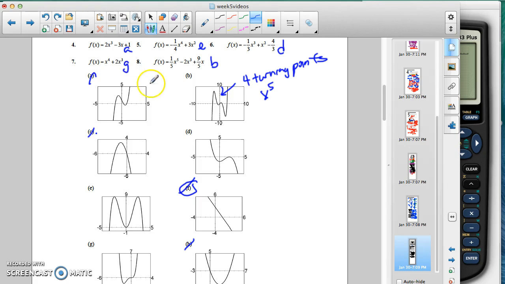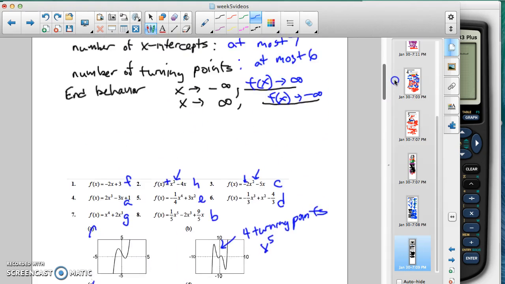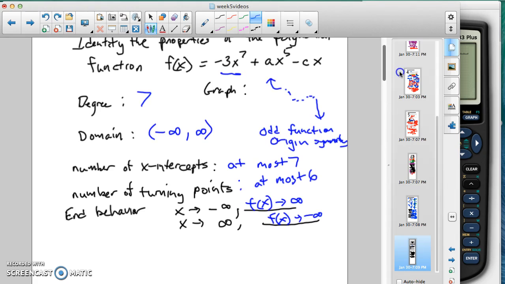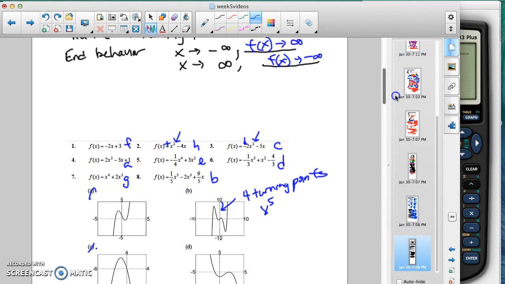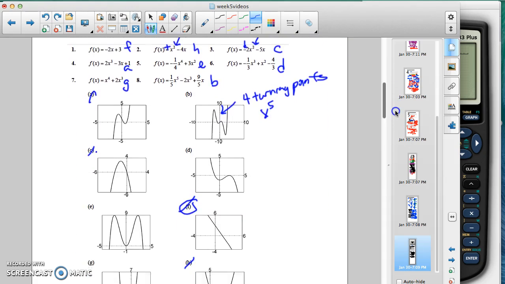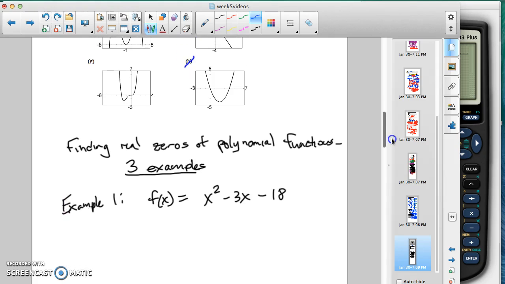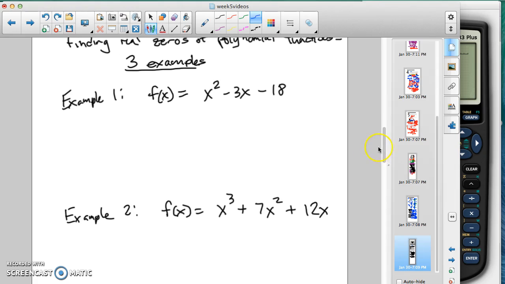This is G. So we can use some of these facts to help us graph or identify graphs of the functions by looking at all of these properties of the polynomial function: the degree, the domain, the x-intercepts, the turning points, the end behavior. All of that will help us match graphs or look at a graph and take a look at what its properties are.